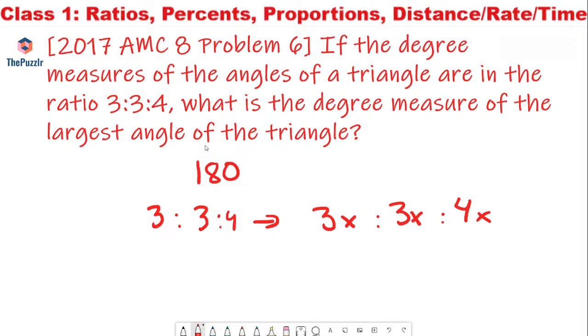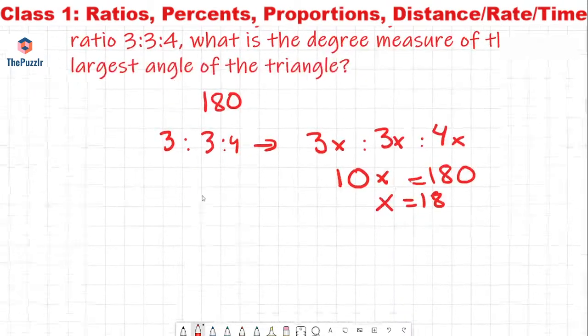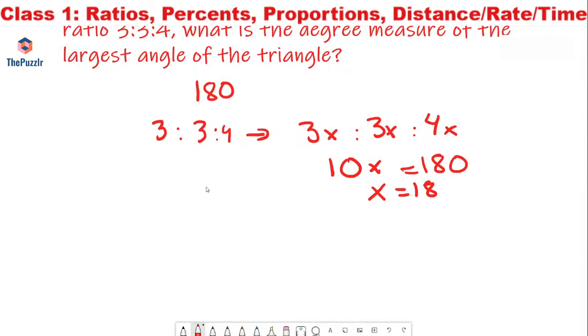Now the sum of our 3 angles, 3x, 3x, and 4x, is 10x. And the sum of the angles in a triangle is equal to 180. So now we divide both sides by 10 to get x equals 18. If x is equal to 18, we can plug that back into our ratio. So we have 3x to 3x to 4x. We get 3 times 18 to 3 times 18 to 4 times 18, which gives us 54 to 54 to 72.